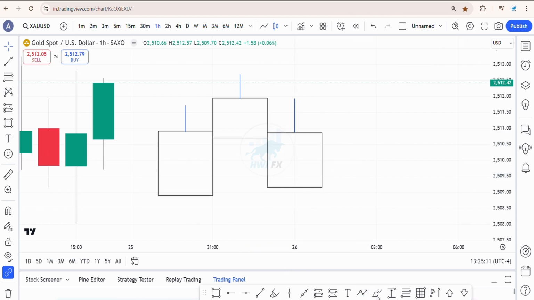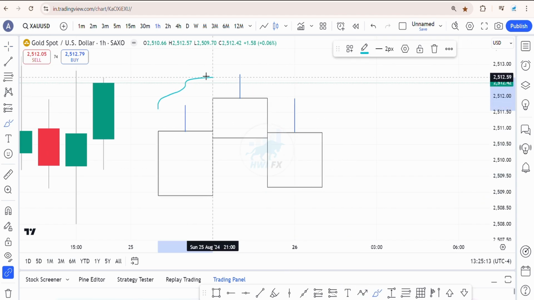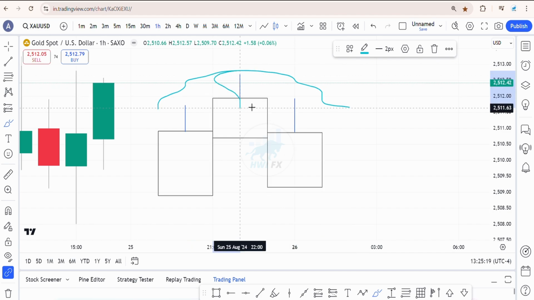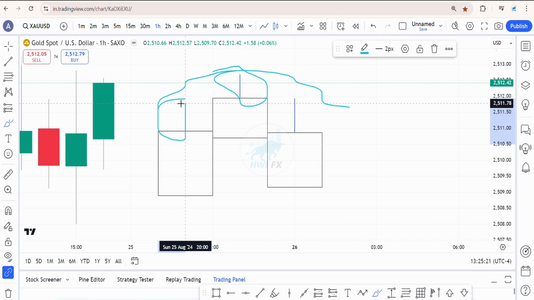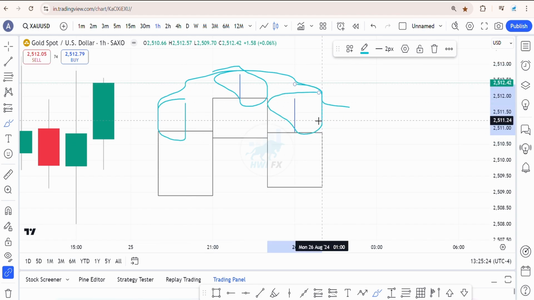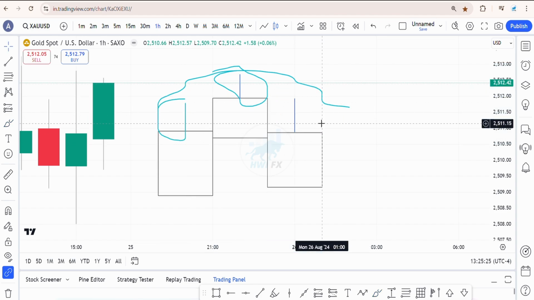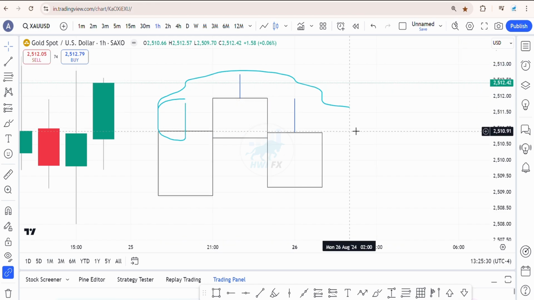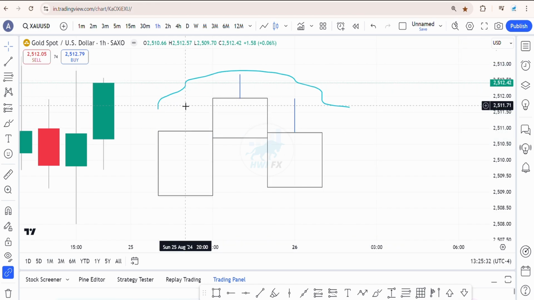So this is a swing high. Why is this a swing high? I already did this in the last video, because a swing high is when the second candle is the highest, followed by the first and third candle. The first and third candle are always lower than the second candle, and that is a swing high. So what happens on the swing high?